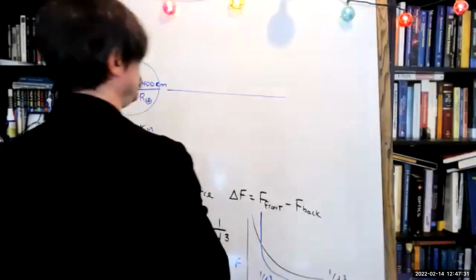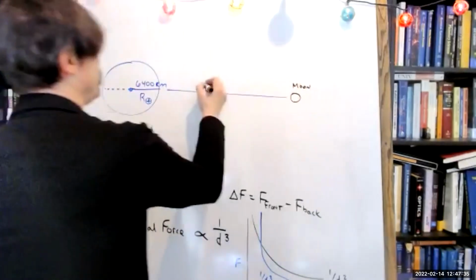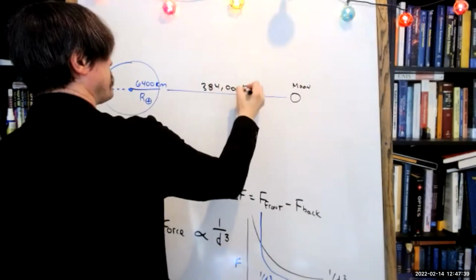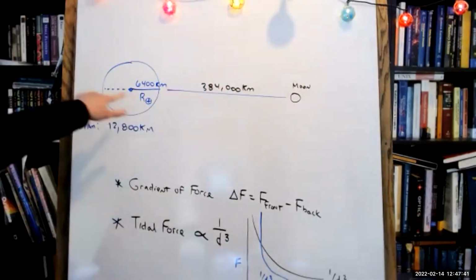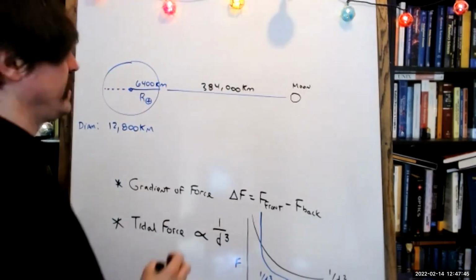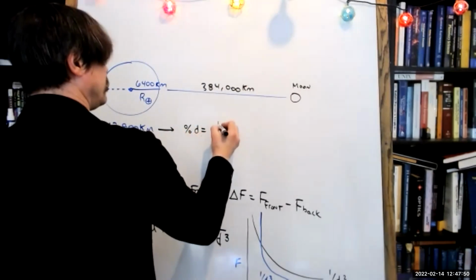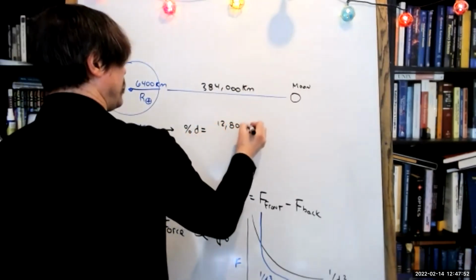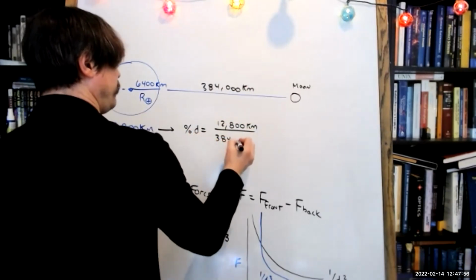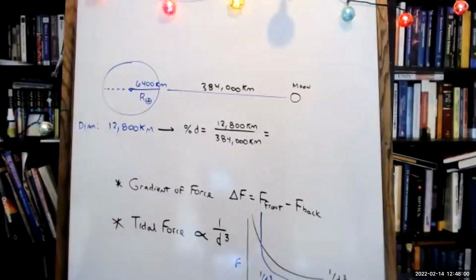We just learned that the distance to the moon is 384,000 kilometers. What percentage of the distance to the moon would the diameter comprise? As a percentage of distance, 12,800 kilometers compared to 384,000 kilometers. First, give it to me as a decimal. Punch that into your calculator.